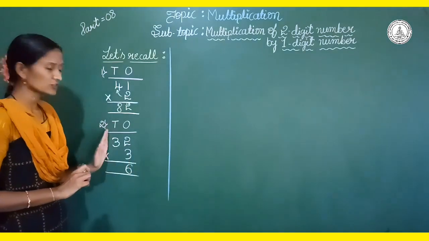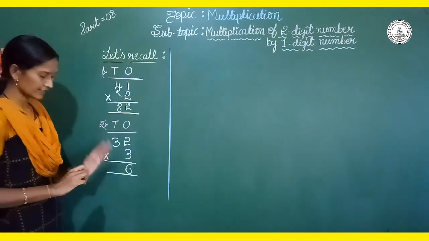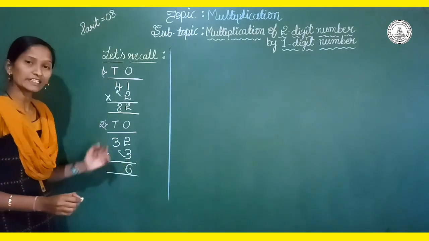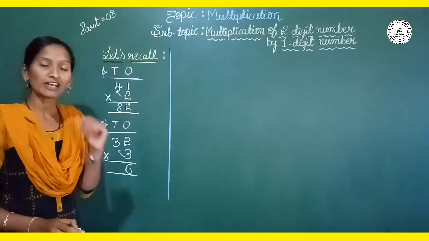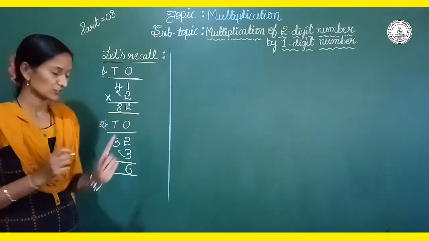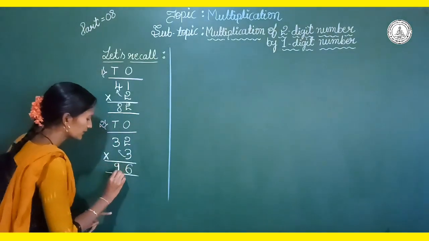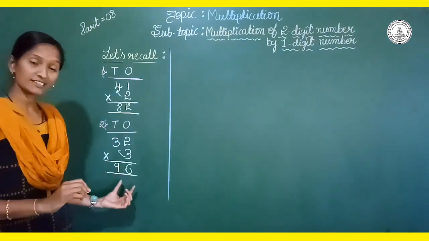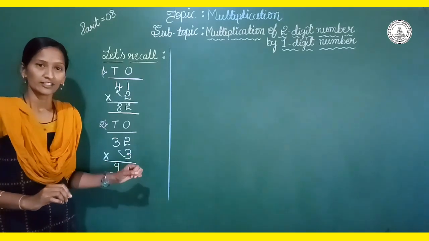So now come to the next column, that is tens, right? So 3 into 3. 3 3s are equals to what? 3 1s are 3. 3 2s are 6. 3 3s are 9. So write down the 9 under the columns of tens. So which is our product? Here 96 is our product, right?